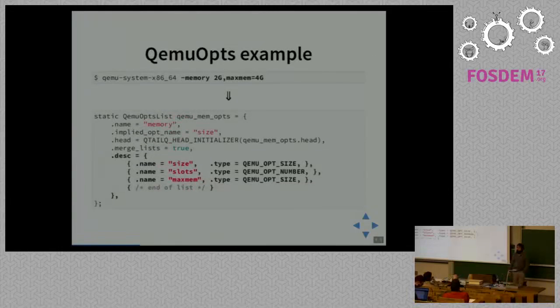This is a simple example of QemuOpts in action. We can see here a real QEMU command line and the declarations in the code that make it possible. What's most important here is the desc section. I forgot to say, if something is unreadable here, you can see the slides on the FOSDEM website. The slides are published there. So it describes the options accepted by the -m option. It's very simple.